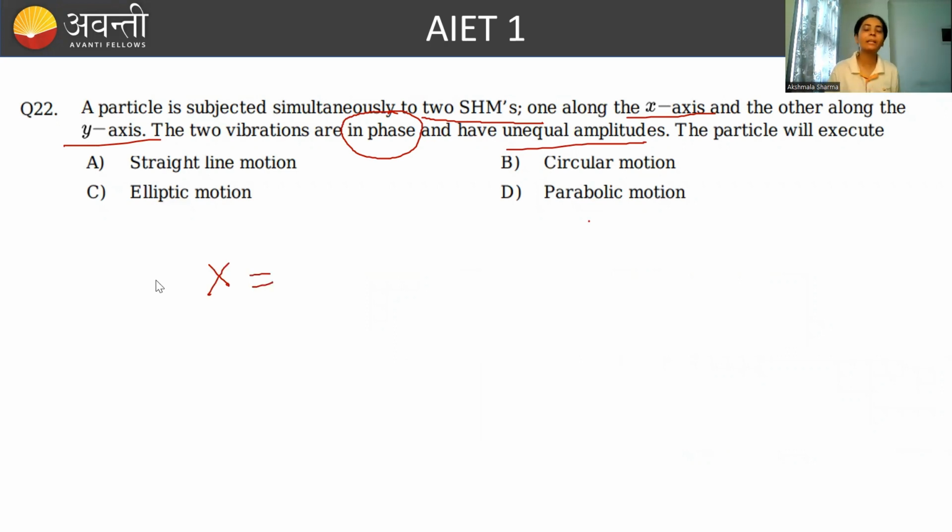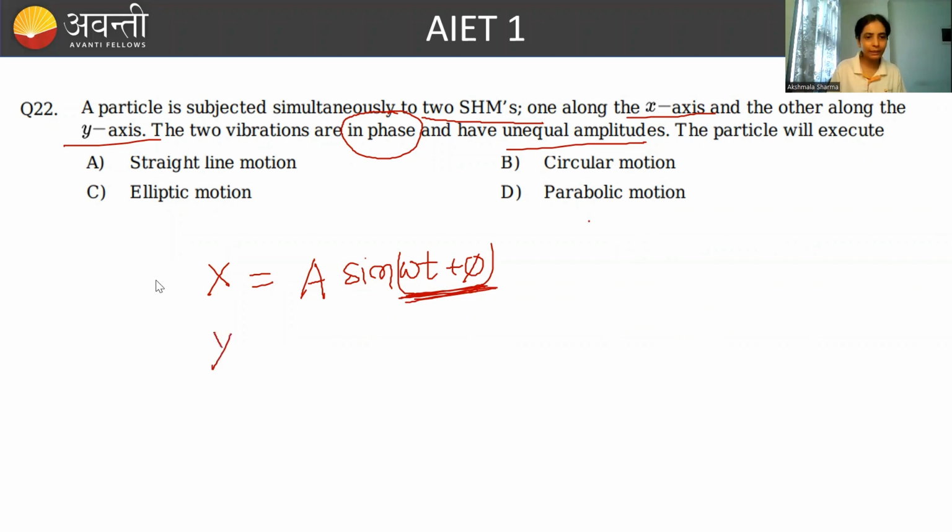X direction में SHM है. So let's write the equation of SHM in the x direction. So x equal to a sin(omega t plus phi), चलो plus phi ही लिख लेते. So this is the phase of this SHM, and it is said that both the SHMs have the same phase.